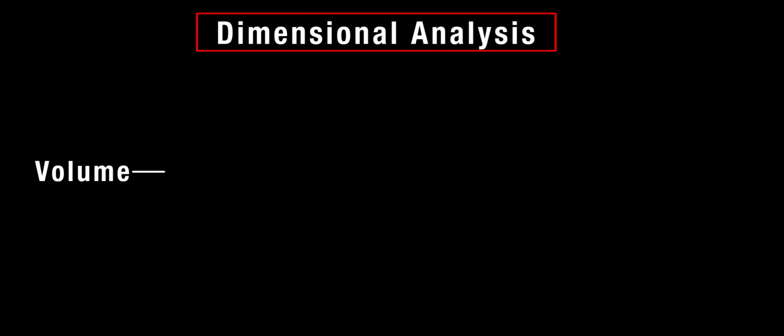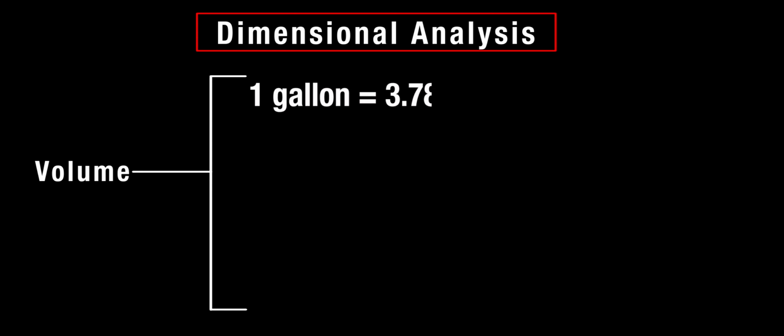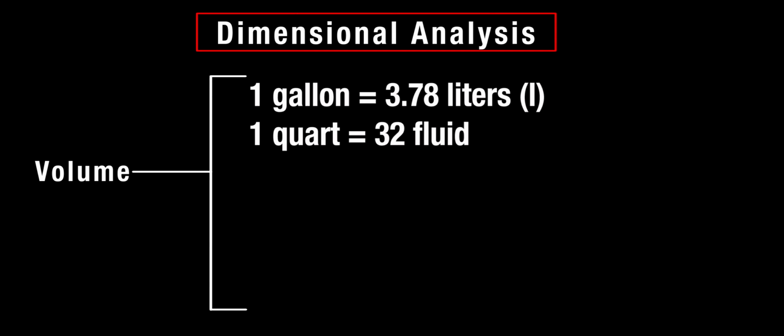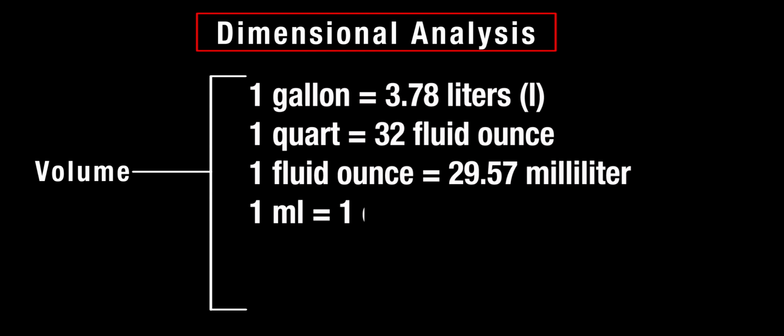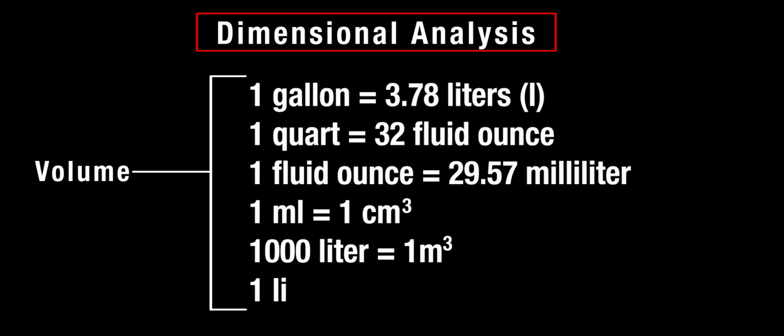Next, let's move on to volume. Some commonly used conversion factors in volume are as follows. 1 gallon equals 3.78 liters. 1 quart equals 32 fluid ounces. 1 fluid ounce equals 29.57 milliliters. 1 milliliter equals 1 centimeter cube. 1,000 liters equals 1 meter cube. 1 liter equals 1,000 milliliters.